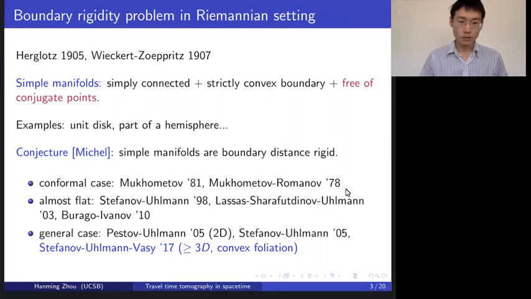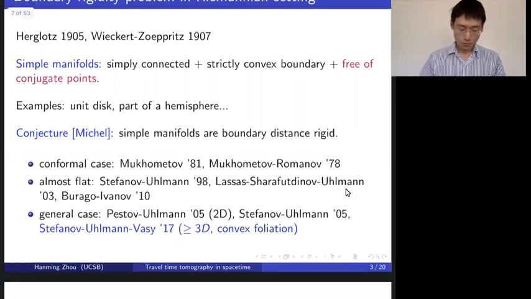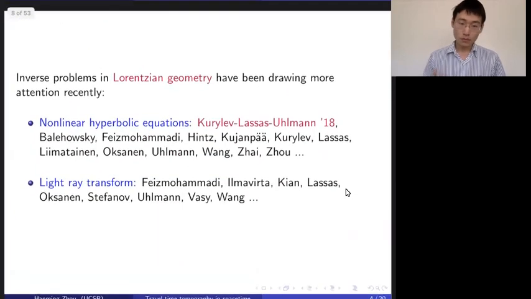So this is mainly what we know so far for this boundary rigidity problem in the Riemannian setting. So then in my talk, we want to consider a similar problem of travel time tomography in the Lorentzian setting. The inverse problems in Lorentzian geometry have seen quite a lot of progress recently on this kind of topic.